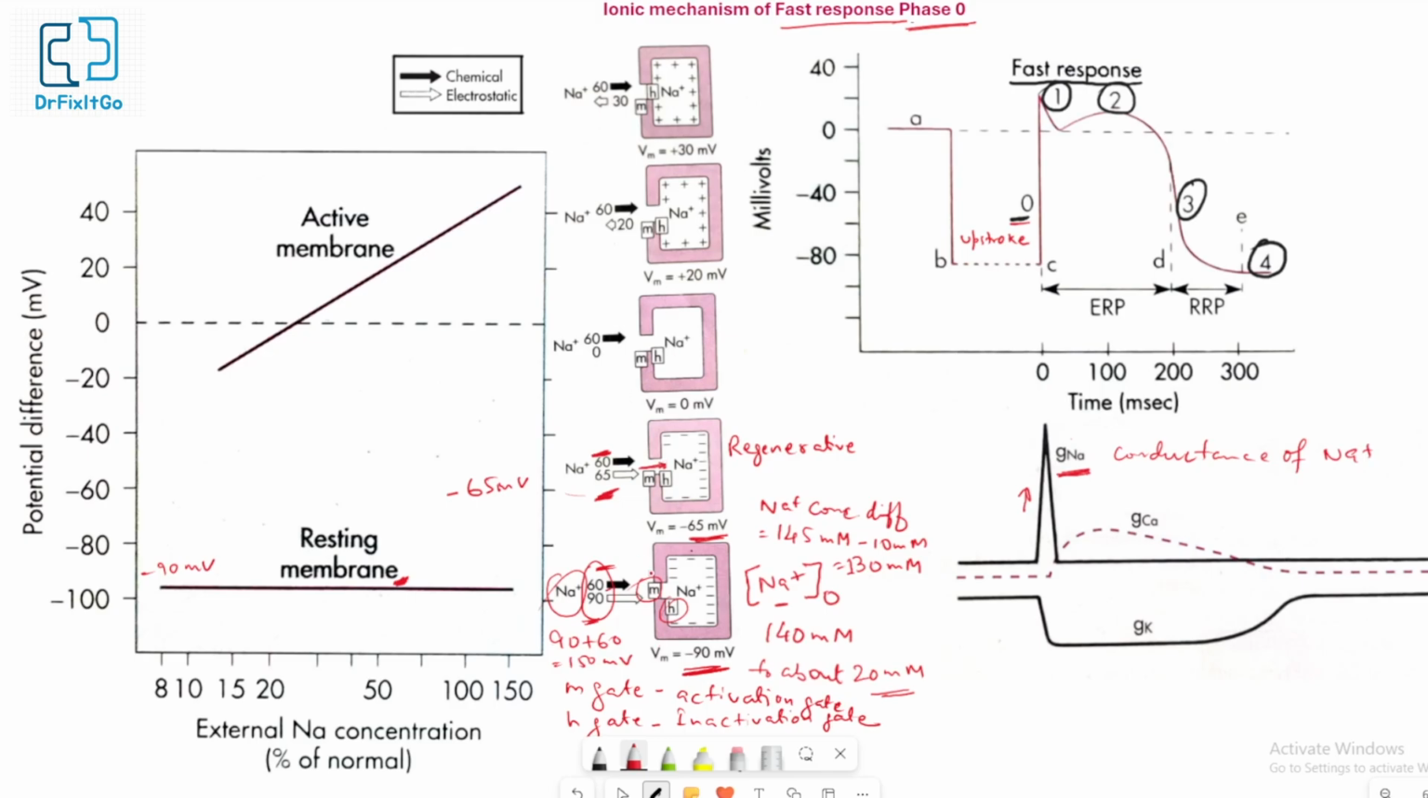In this figure, note that the length of the black arrow remains constant, denoting a chemical force of 60 millivolts, while the white arrow changes in magnitude and direction.